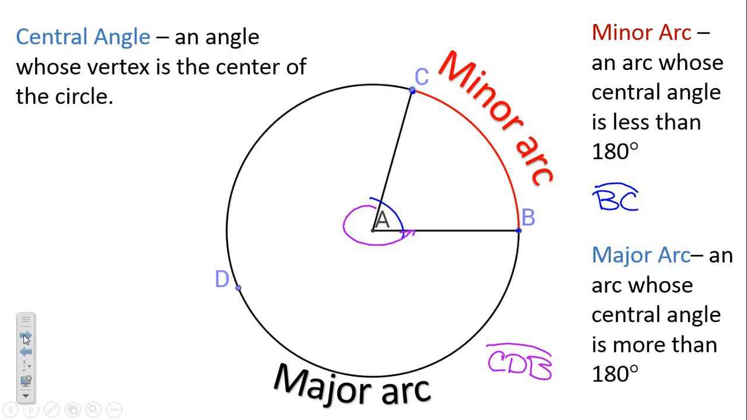I'll grab a different color pen here. Its central angle is more than 180 degrees, so it's the rest of the circle. On your paper, you can color your minor arc with one color and highlight or trace over that portion of the circle, and then use a different color to color in your major arc and trace that around.